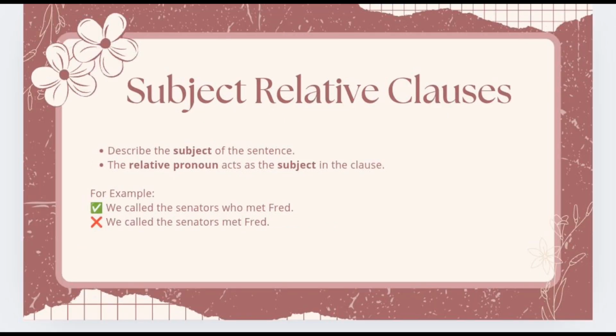So now let's move on to the subject relative clause. These are relative clauses that describe the subject of the sentence. The key thing to remember is that the relative pronoun such as who or that functions as the subject within that clause. So let's look at the example here. We call the senators who met Fred. Here who met Fred is the relative clause and who is the subject of met.